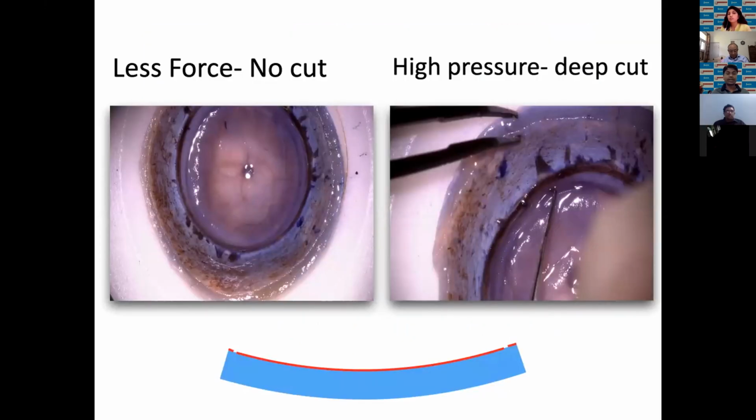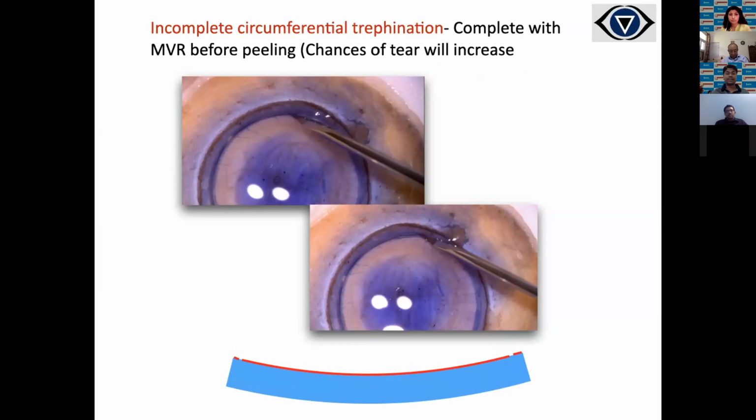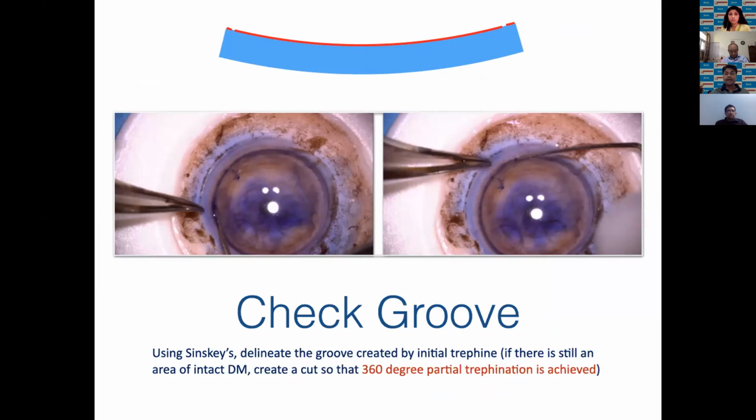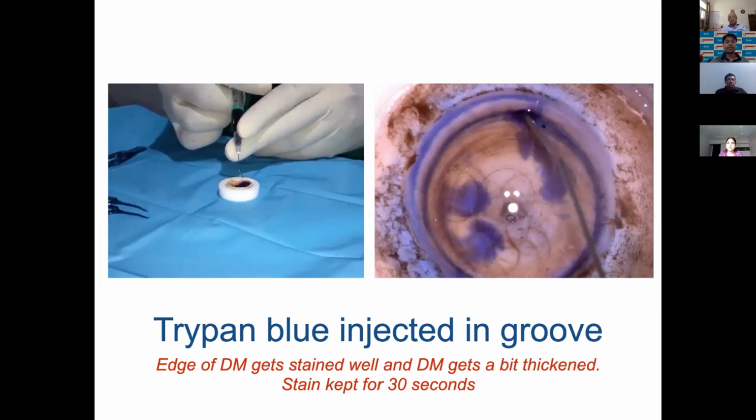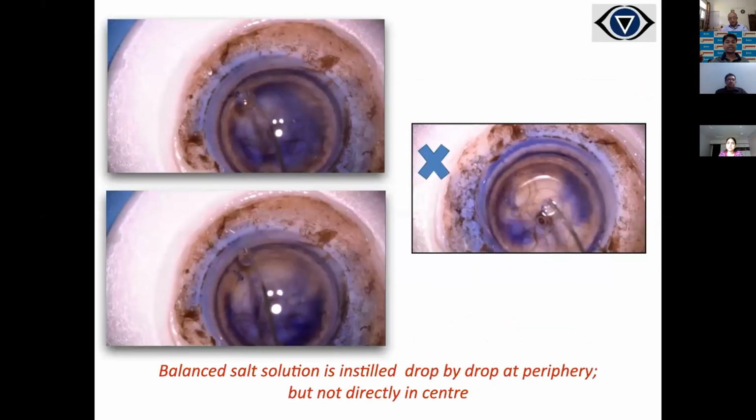If you don't get a cut, it is very difficult to peel and the chance of tear will be high. And if you go too deep, then it will be difficult to find the edge of that descemet membrane. If you have an incomplete cut, you can use MVR, make multiple stab incisions and ensure that you have cut 360 degrees. So once you have made this, check whether you have got a good groove, 360 degrees, and instill trypan blue in this groove that you have prepared. This will make your DM thick and you'll be able to recognize the edges of the DM easily.